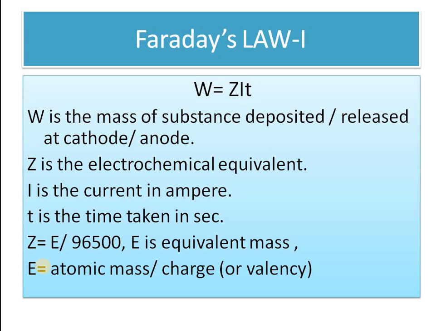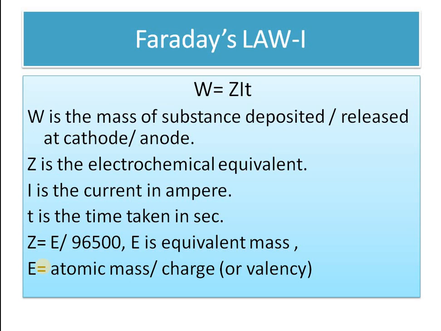It means that current I is passed for time t seconds, DC current is passed for time t seconds. And to calculate Z, the electrochemical equivalent, we have to calculate E by 96500. E is the equivalent mass. How to calculate equivalent mass? That is atomic mass divided by charge. For example, I have copper, let us say with a mass of 63.5.